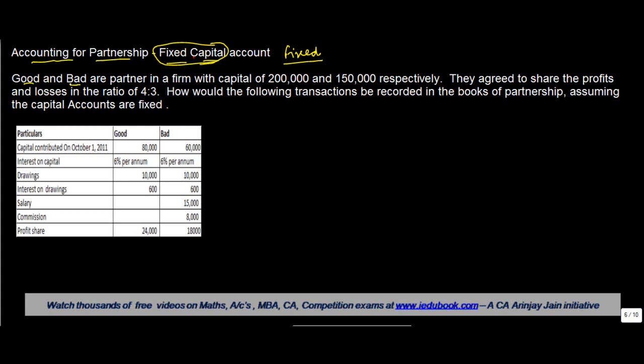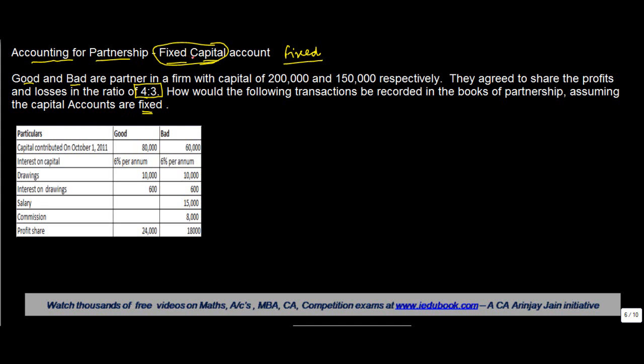Good and Bad are partners in a firm with a capital of 200,000 and 150,000 respectively. They agreed to share the profits and losses in the ratio of 4:3. How would the following transactions be recorded in the books of the partnership, assuming the capital accounts are fixed?